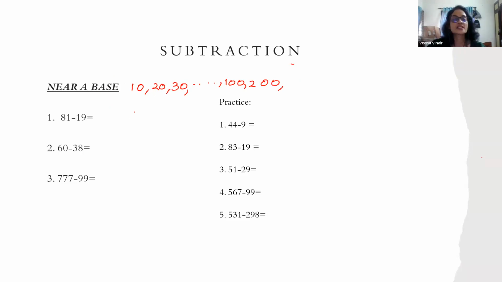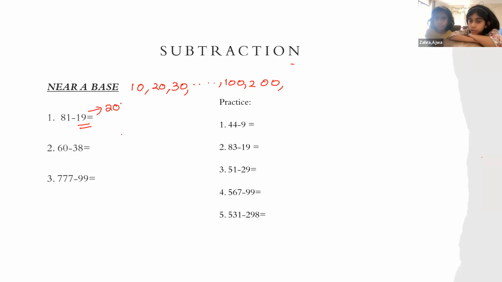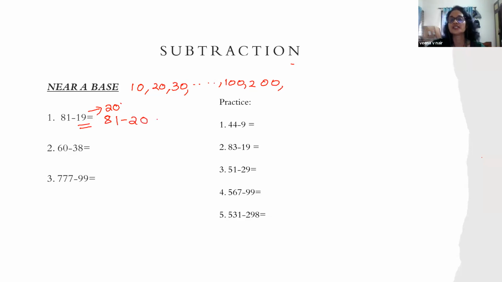In addition and subtraction, what we do is this: 19 is close to which number? 20. So when we are doing subtraction, we will first subtract and then add. Did you understand? Like 81 minus, we will subtract 20 instead of 19.